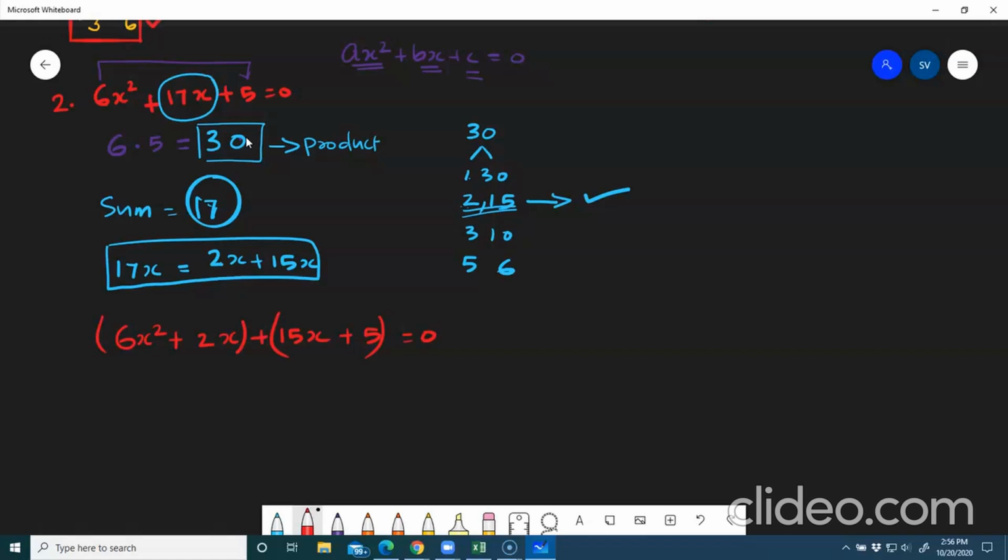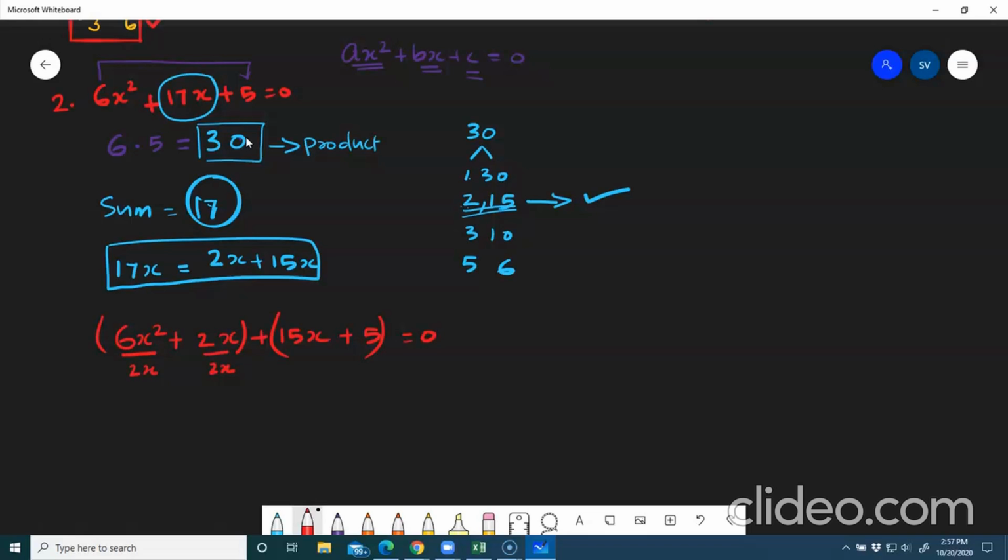Now we need to consider the highest common factor, or simply take out the common factor from both the parentheses. Basically, you are dividing each term by a particular term, and that term you are taking out. So 6x squared and 2x: 6 means 2 times 3, so there is a 2, and x squared means x times x, so there is an x. So there is a 2x common in both terms. So divide with 2x.